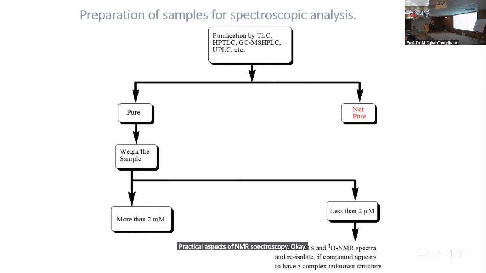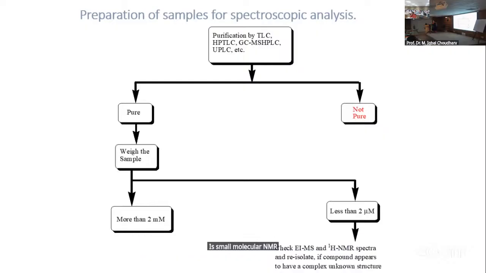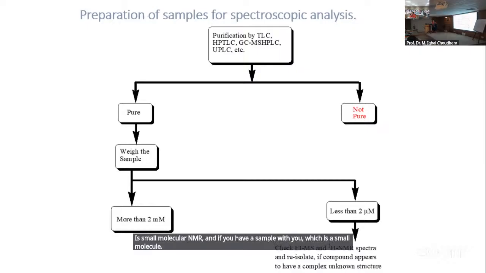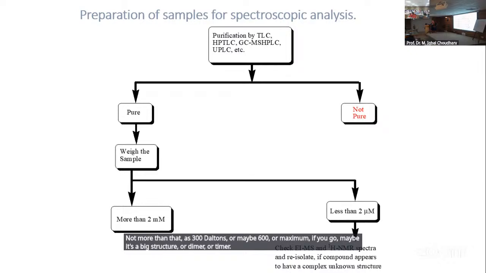Okay, so let's talk about small molecular NMR. If you have a sample with you which is a small molecule, that usually means organic molecules. These molecules are very small, usually a few hundred daltons, not more than that, say 300 daltons or maybe 600. Or at maximum, if it is a bigger structure, a dimer or trimer, some kind of structure like this, then maybe 800 or 900 daltons.